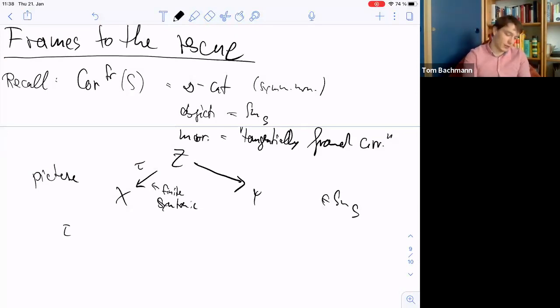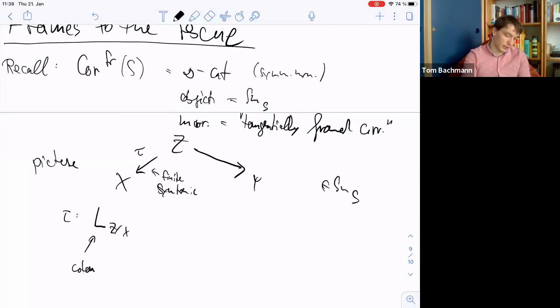And what it means is the following. You look at the cotangent complex of Z over X. And because this map was finite syntomic, this is going to be a perfect complex. And then you look at its image in the K-theory space. So let me write something like this. And then you must give me a path in the K-theory space from this cotangent complex to the zero in the K-theory space of Z.